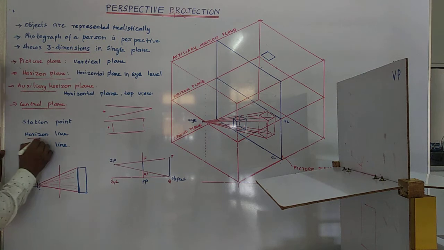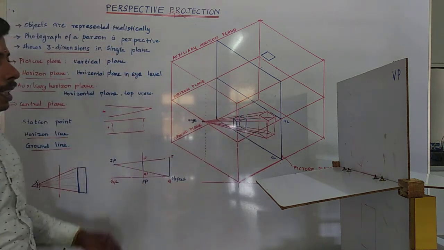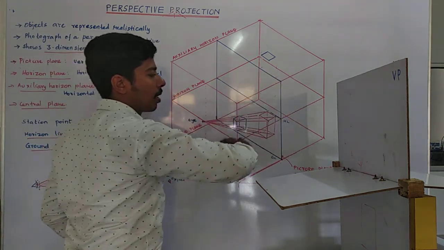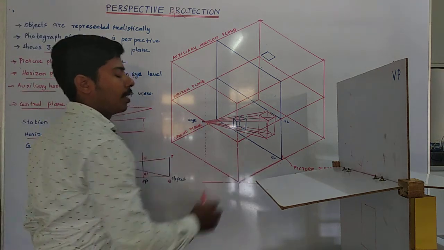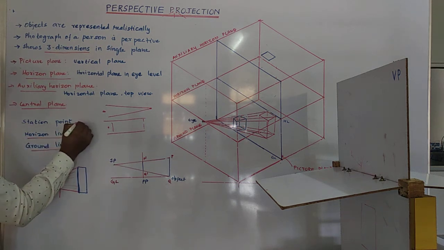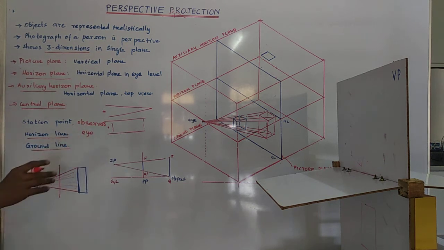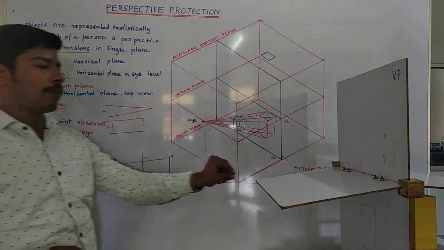Then the horizon line and the ground line. Horizon line means this line. Okay, this line is the horizon line. That is the line of intersection of the picture plane and the horizon plane. And ground line means this line, the line of the ground plane. Then station point means eye level, the observer, or otherwise eye level. Whatever is our viewpoint, the eye point is located from here.